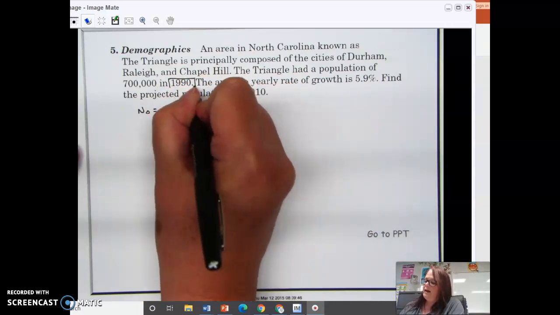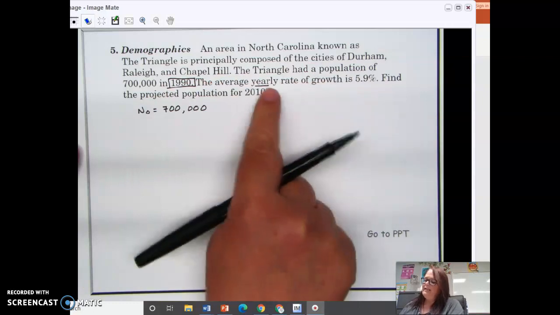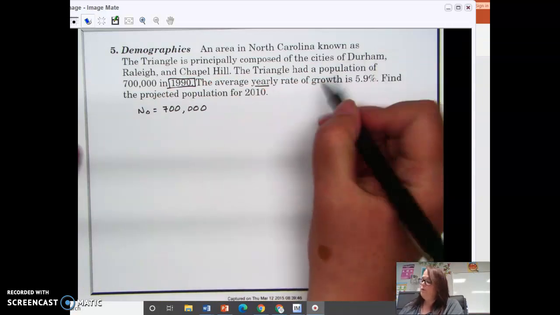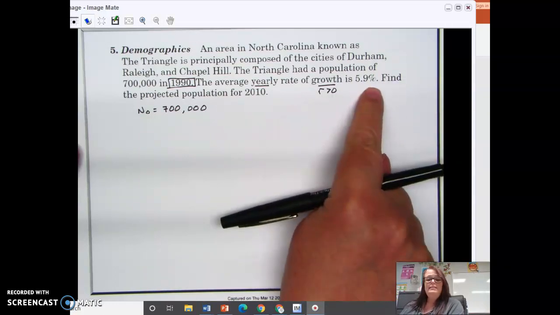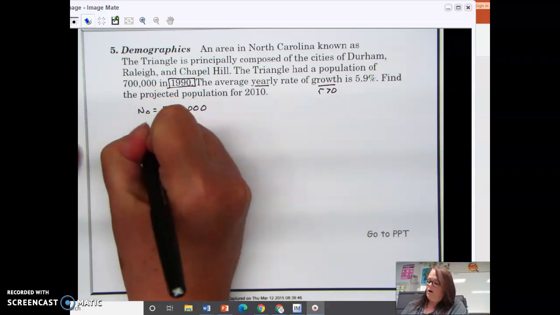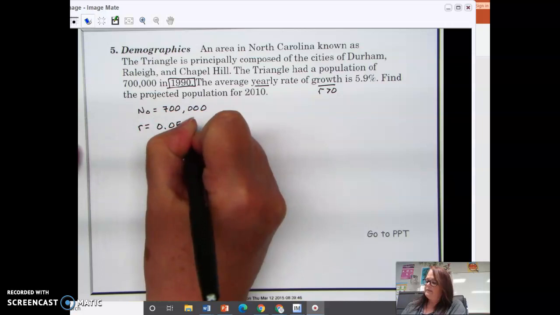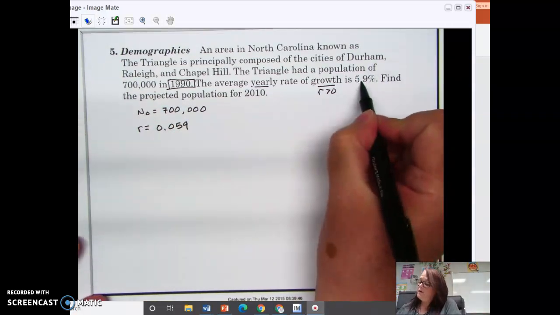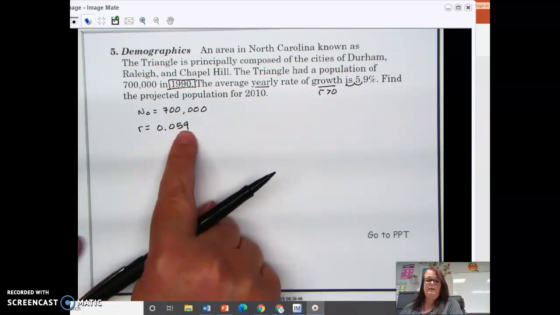So I'm going to hold on to that for a moment. Then it says the average yearly rate. So that is my time period, which is 1 year. Average yearly rate of growth. So that means that my R value is greater than 0. It's 5.9%. So my R value is positive. So if I move my decimal to the left 2 places, we get 0.059.